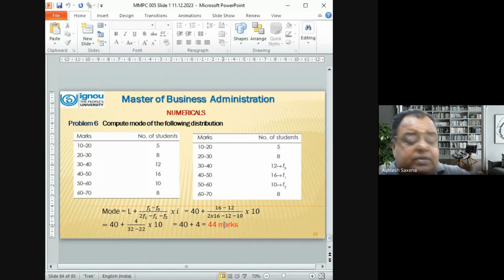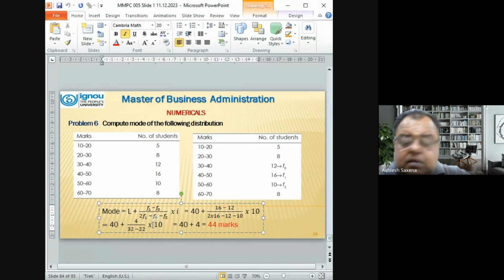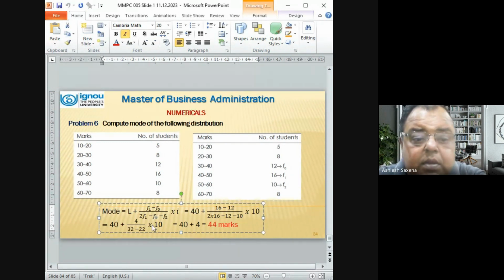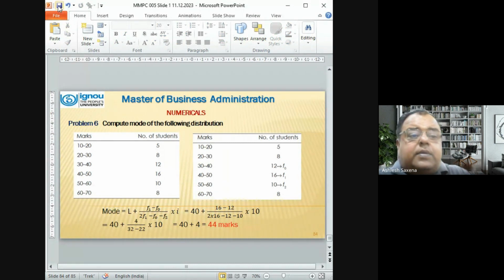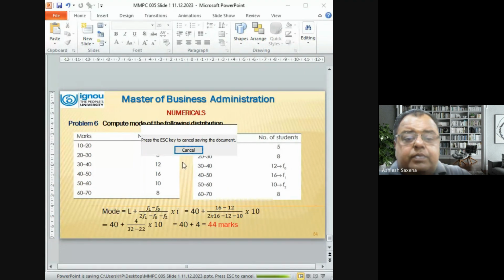We have to find the maximum frequency. We have to mark it f1, and over it f0 and below it f2. Is that clear? How to find the mode for grouped data?